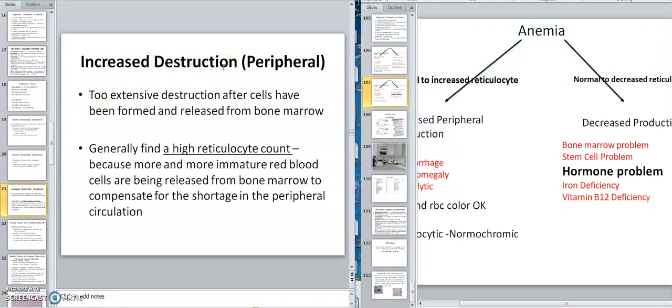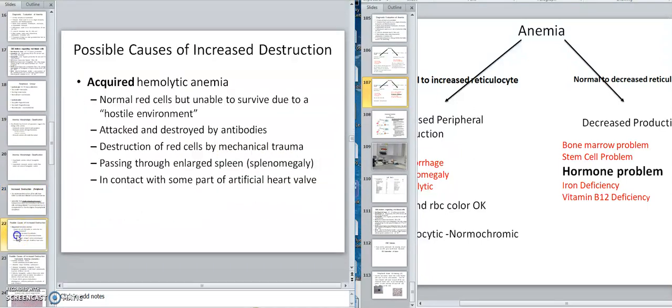Increased peripheral destruction. This side here. Too extensive destruction after the cells have been released. You generally find a high reticulocyte count because more and more immature cells are being released to try to help out.